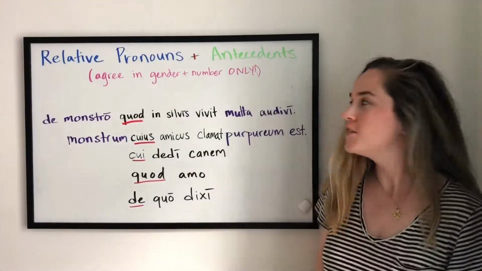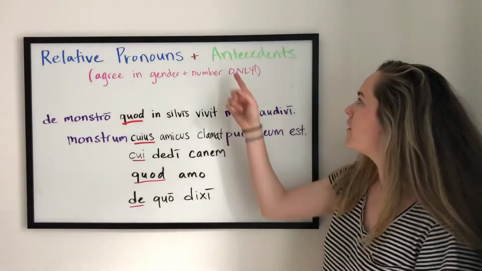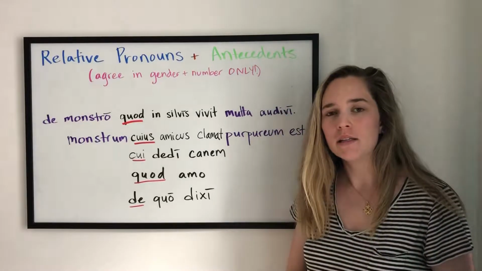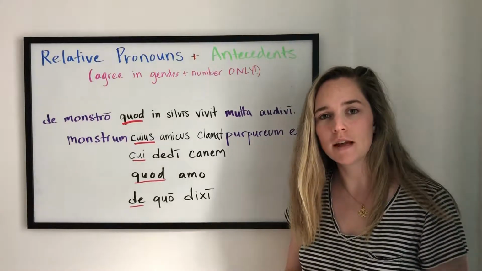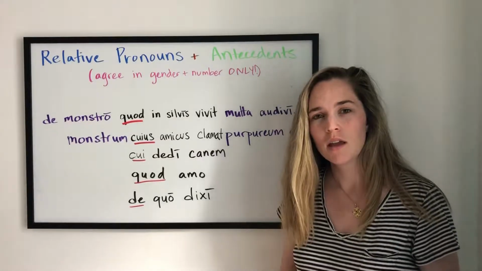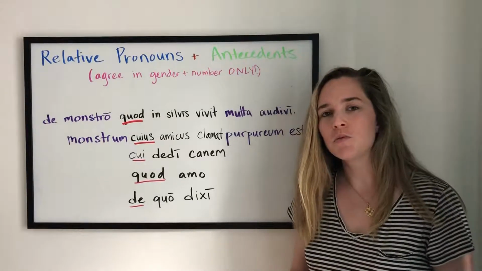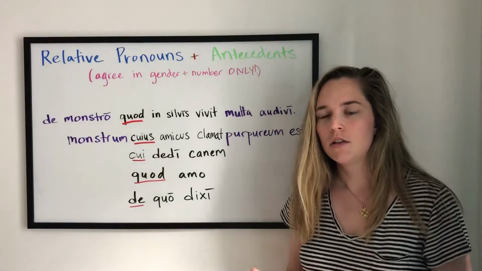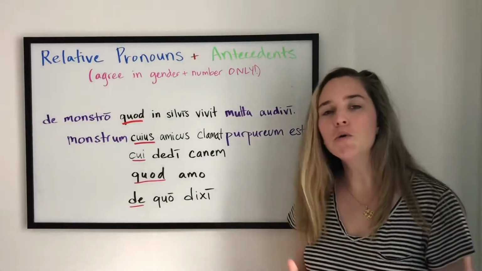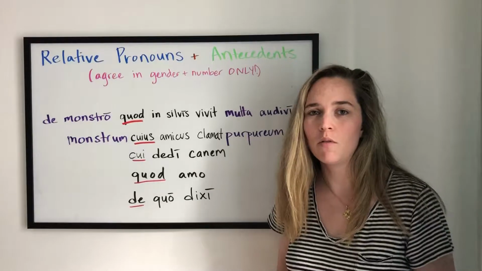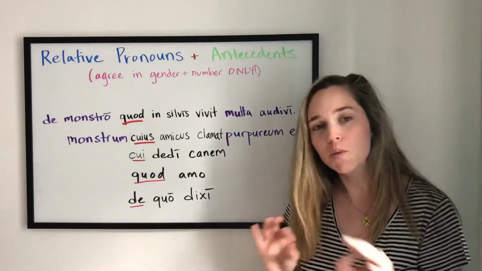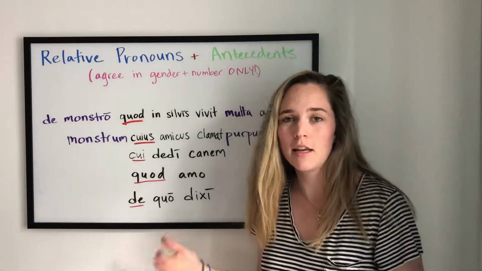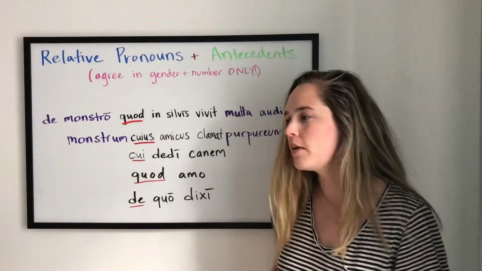So what are relative pronouns in Latin and what are their antecedents? A relative pronoun is a pronoun, first of all, so a word that stands in for a noun. And the relative pronouns in English will be translated who or which. So, for example, the dog whom I love is getting old. That would be a relative pronoun in English, whom. Or the dog who loves me is getting old. Who is a relative pronoun.